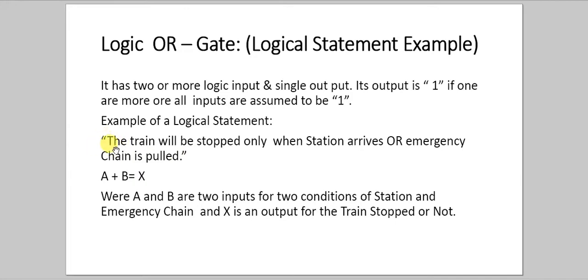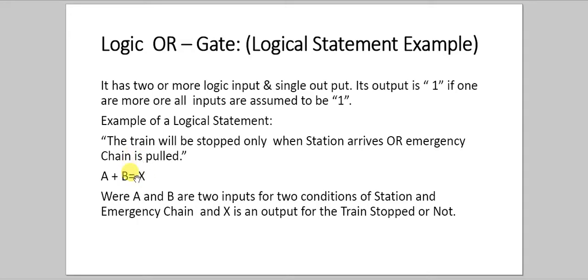This is a logical statement: the train will be stopped only when the station arrives or the emergency chain is pulled. So there are two conditions, two logical inputs: the station arrives, or the emergency chain is pulled. The output is that the train will be stopped. So here we have A or B is equal to X, where X is the outcome.